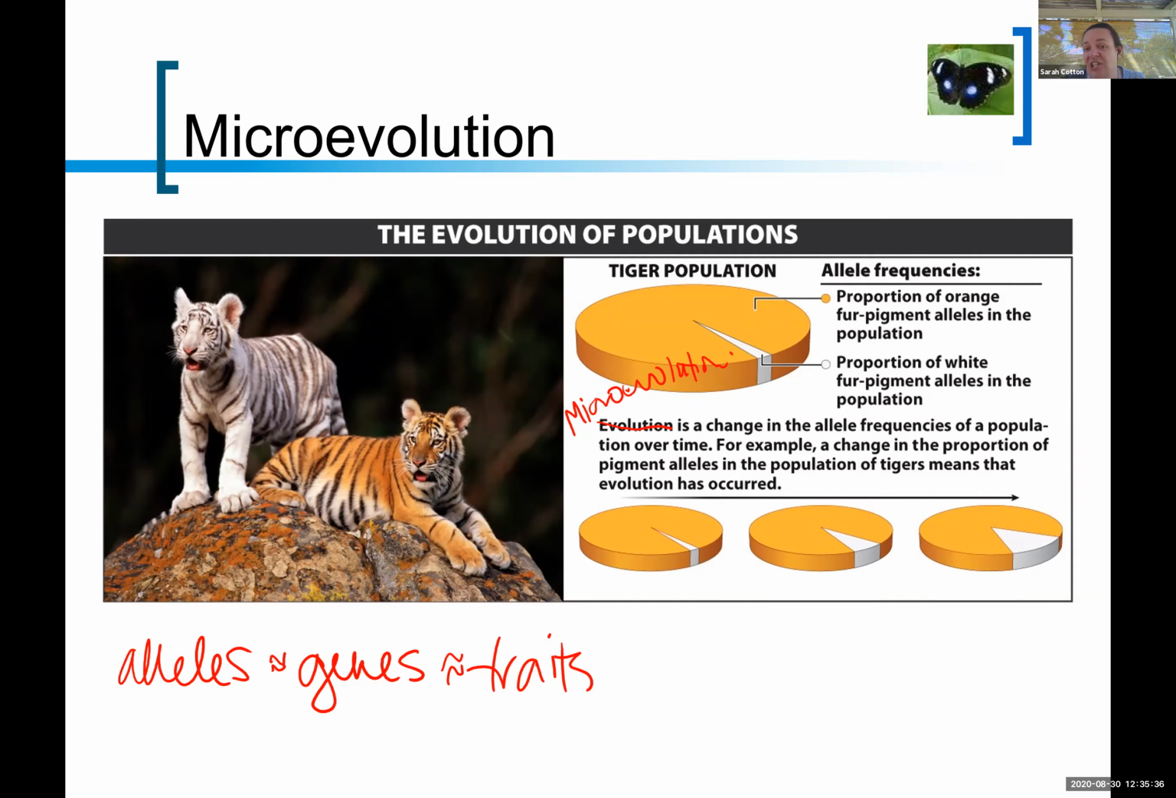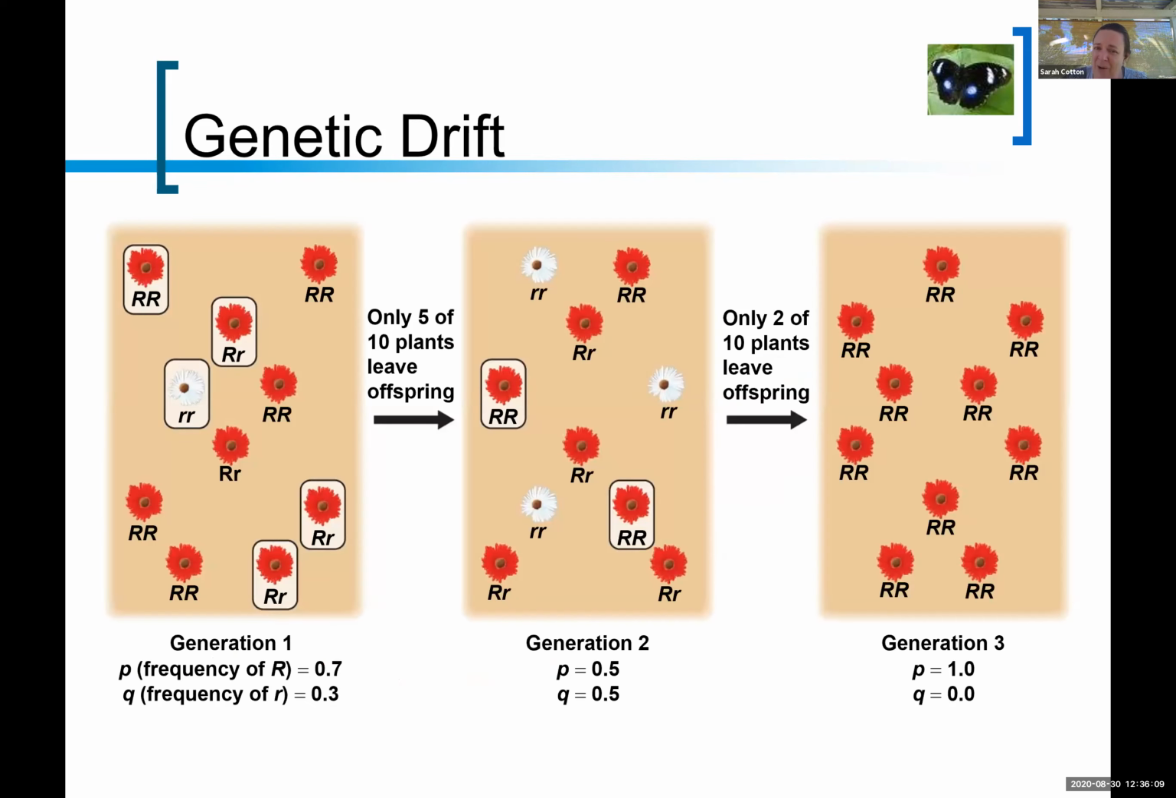And natural selection is the cause of microevolution that is adaptive, that allows populations to become more well adapted for their environment. But there are other things that cause microevolution, change in allele frequencies in a population over time. And so let's talk about those.